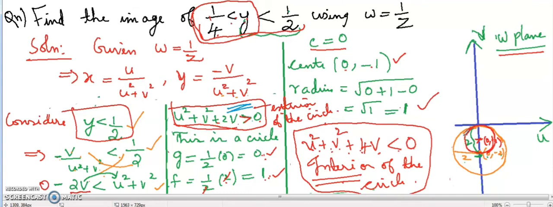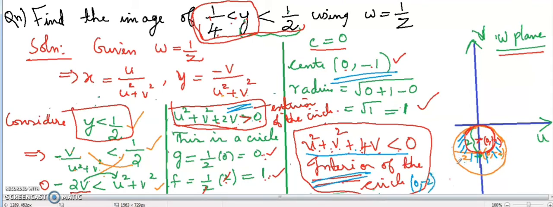Exterior means you have to take the outward area. Okay, outside this smaller circle, that is with the center (0, -1). This is the particular circle. Exterior means outside. Earlier, what is the first case? This is the interior of the circle. So the first case is the circle with the center (0, -2). That is the larger circle.